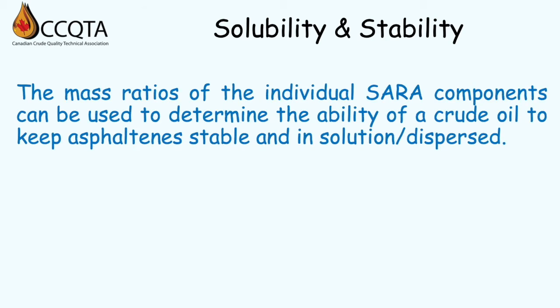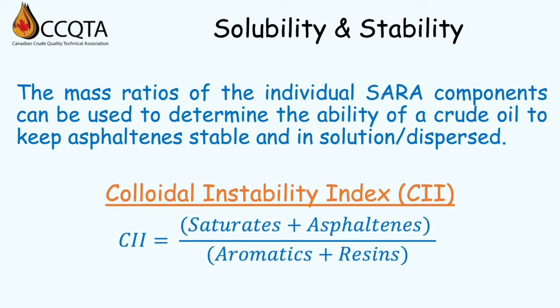Since we know that saturates destabilize asphaltenes and aromatics and resins stabilize asphaltenes, the overall stability can be predicted mathematically. The mass ratios determined using the SARA test method can be used to determine the ability of a crude to keep asphaltenes stable and in solution or dispersed. The colloidal instability index, or CII, is used to predict the stability of a crude oil or a blend of crude oils. It is simply the ratio of the sum of saturates and asphaltenes divided by the sum of aromatics and resins.